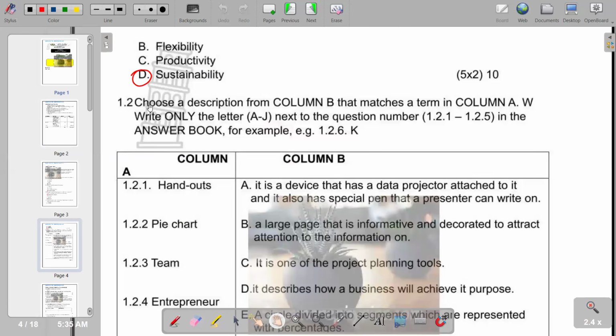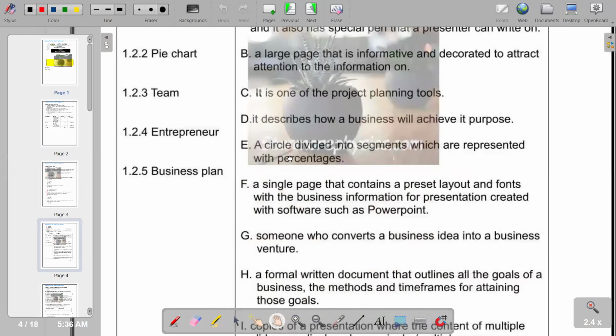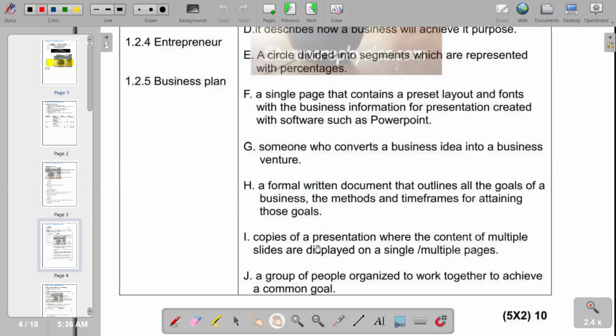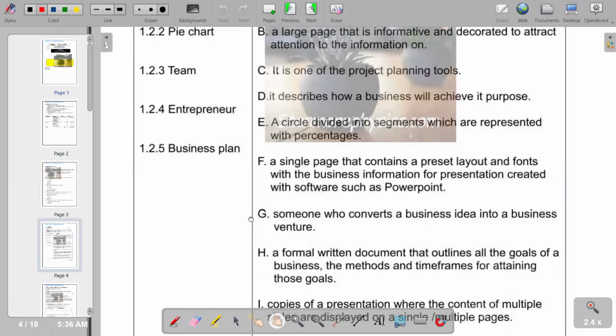Then you go to 1.2: choose a description for column B that matches a term in column A, write only the letter. So we've got handouts as the first term. Remember, handouts is written communication, whereby we use a document to communicate. According to our column B, where do we have an explanation that matches a handout? So we go down. If you go to I, it reads copies of presentation where the content of multiple slides are displayed on a single or multiple pages. So we have I as the correct response.